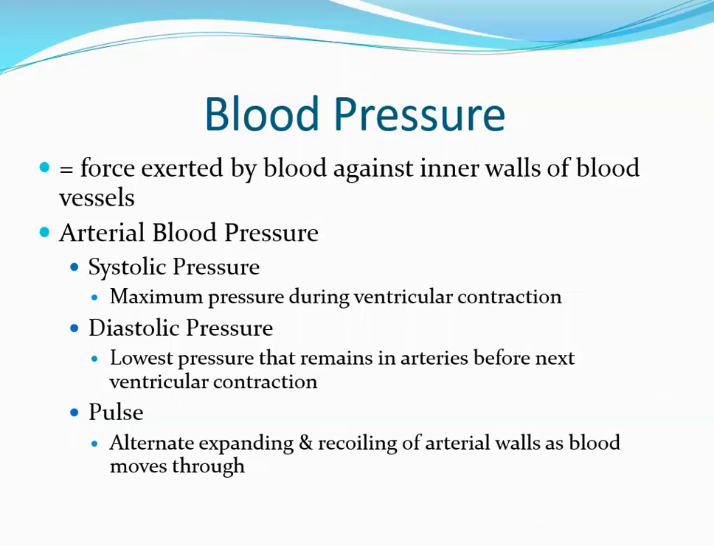Systolic pressure, this is the higher of the two numbers of blood pressure, represents the maximum pressure achieved during a ventricular contraction. As the ventricles contract, they force the blood into the pulmonary trunk and aorta, and this increases their pressure. Diastolic pressure represents the lowest pressure that remains in the arteries before the next ventricular contraction. As the ventricles relax, arterial pressure decreases. Pulse represents the alternate expanding and recoiling of the arterial wall as blood moves through.